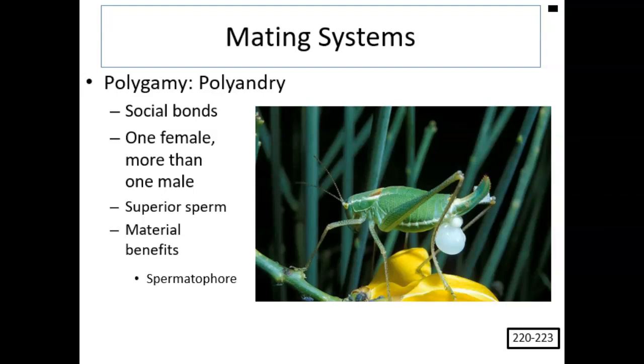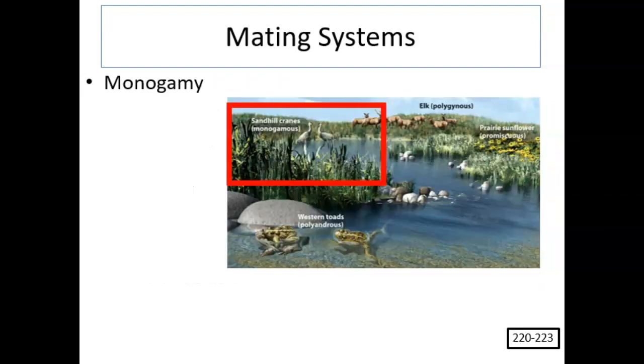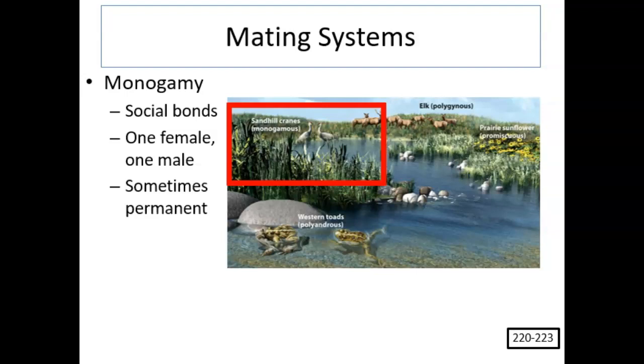All right, monogamy would be the mating system that involves social bonds between a single female and a single male. With monogamy, we sometimes have this being a permanent long-term relationship where they'll mate for life. Sometimes it's serial monogamy where they'll be together for one breeding season and then find a different mate perhaps for the next breeding season. But at any one time, they're only mating with a single individual.